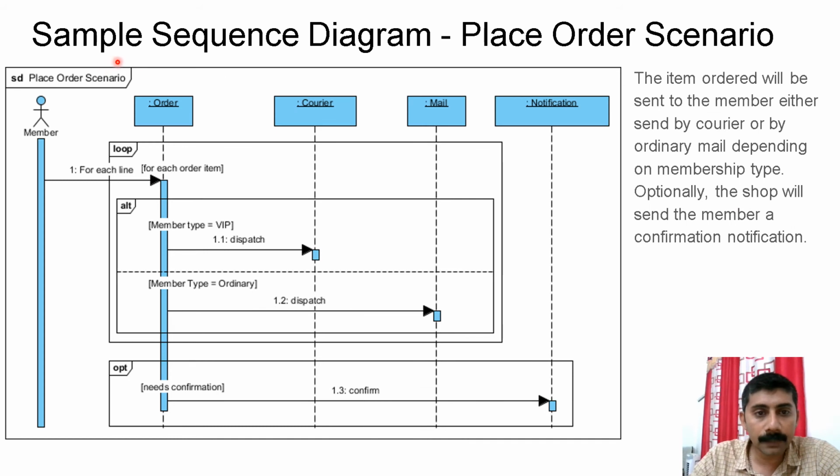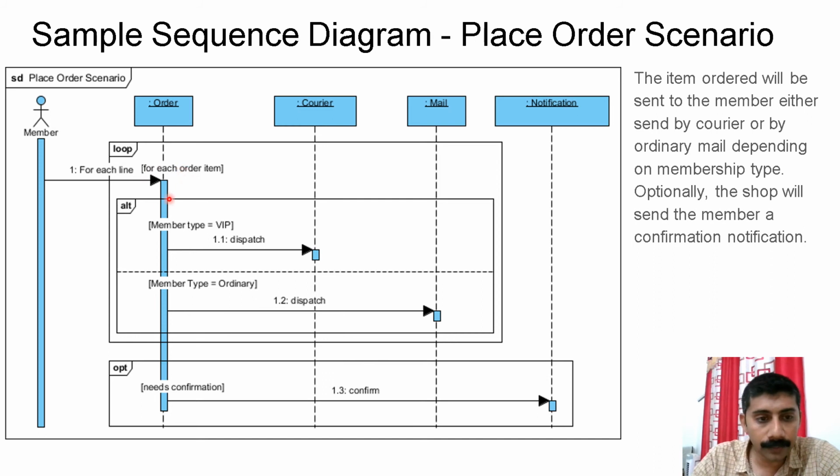Let us see an example, a sample diagram. This is the place order scenario. Here we have an actor, and the actor is placing an order. In your order there are multiple lines. For each line we have a fragment, and that operator is loop. So whatever is within the body of that loop gets executed repeatedly. That condition is like, for each order item.